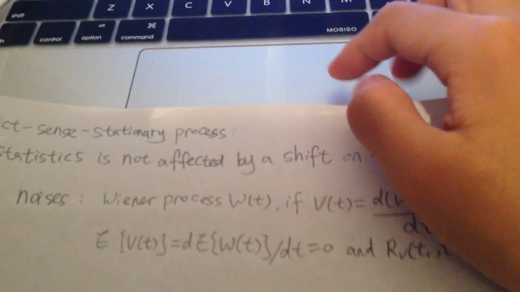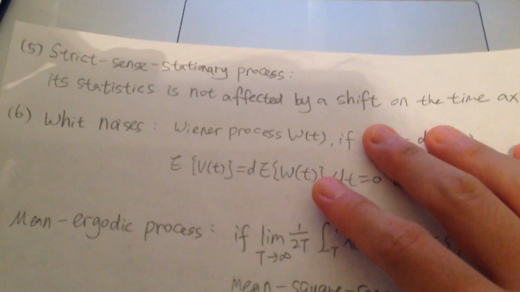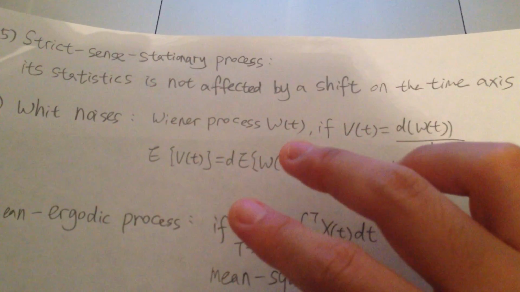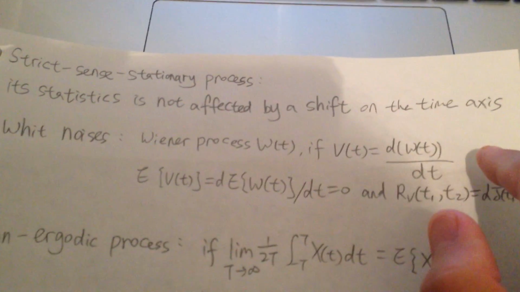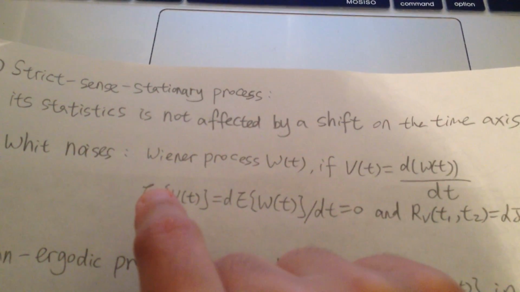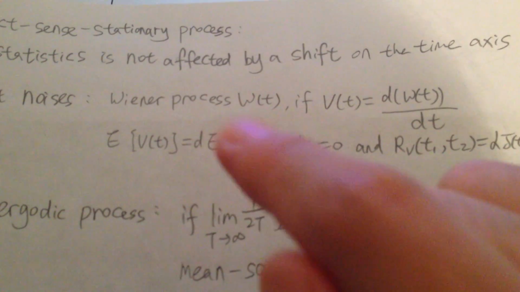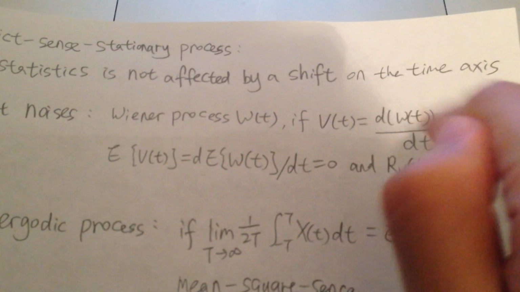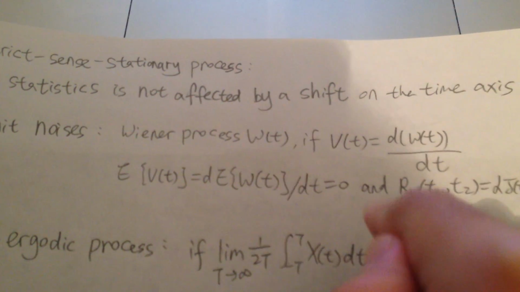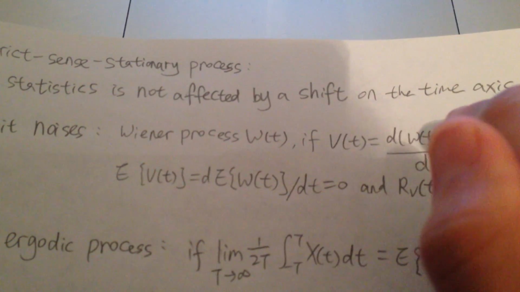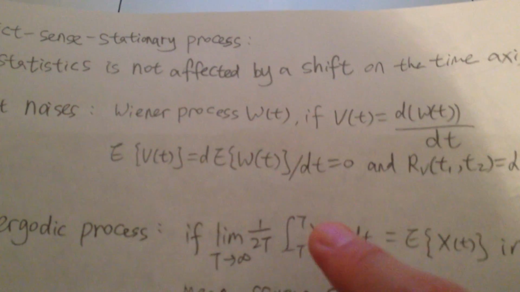The fifth process we need to see is the strict sense stationary process. This is a process that is not affected by a shift on the time axis. That means the strict sense stationary process requires the density function of x1 to xn and t1 to tn equals the density function of x1 to xn and t1 plus epsilon to tn plus epsilon. That condition is very hard to meet.